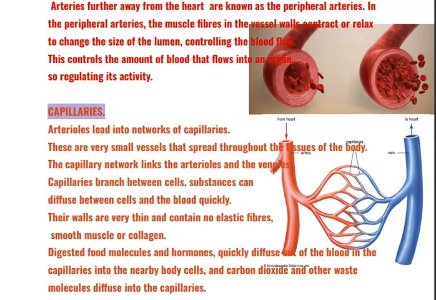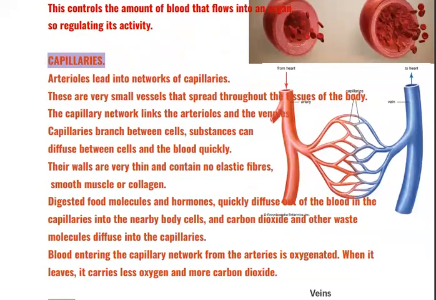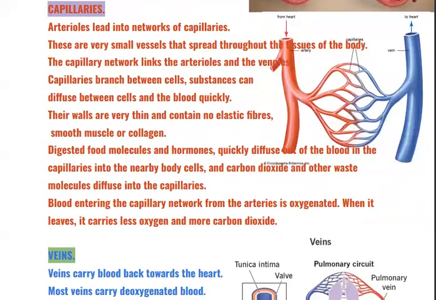Their walls are very thin and contain no elastic fibers, smooth muscle or collagen. Digested food molecules and hormones quickly diffuse out of the blood in the capillaries into the nearby body cells, and carbon dioxide and other waste molecules diffuse into the capillaries. Blood entering the capillary network from the arteries is oxygenated. When it leaves, it carries less oxygen and more carbon dioxide.